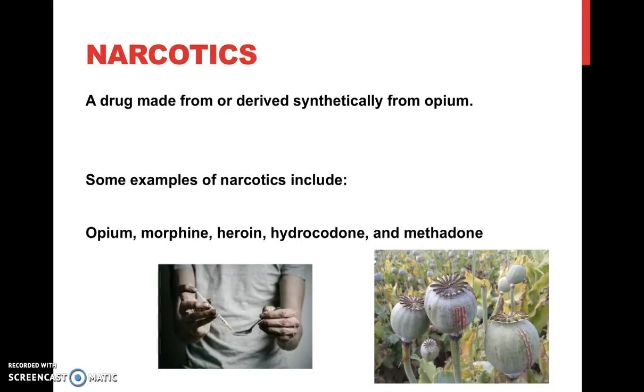On the bottom right, you can see a variety of poppy that produce opium sap. That's that pink sap that's coming out of the bulbs. That is then used to create different narcotics.